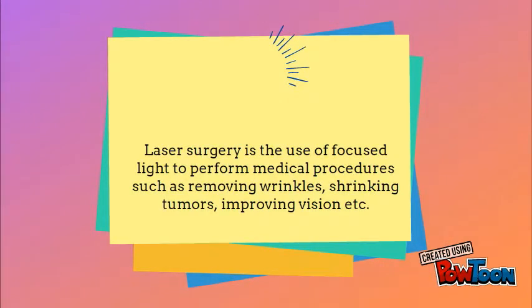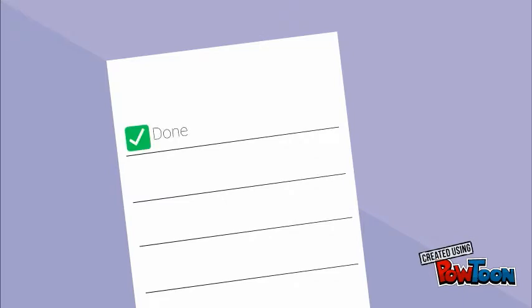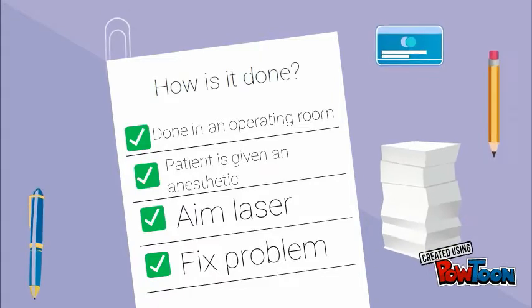To commence this informational video, the concept of laser surgery must be understood. Laser surgery is the use of focused light to perform medical procedures such as removing wrinkles, shrinking tumors, improving vision, etc. This is usually done in a clinic or hospital operating room. The patient is given an anesthetic before the procedure, then the doctor will aim the laser at the tissue to be treated, then the laser beam heats up and vaporizes the abnormal cells, therefore fixing the problem. This is a good process, but it could be dangerous, which brings me to my next slide.